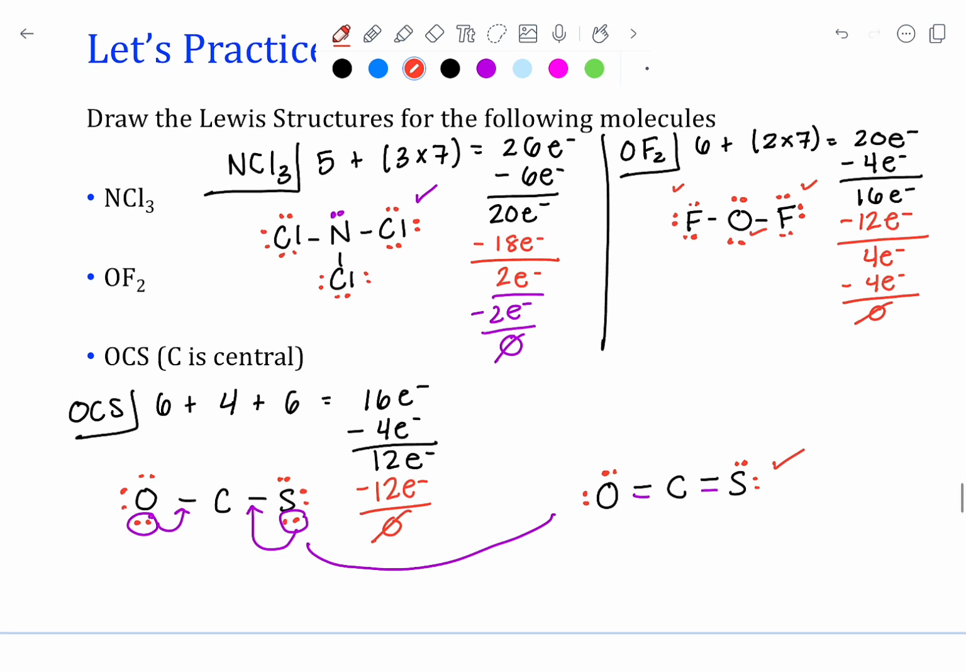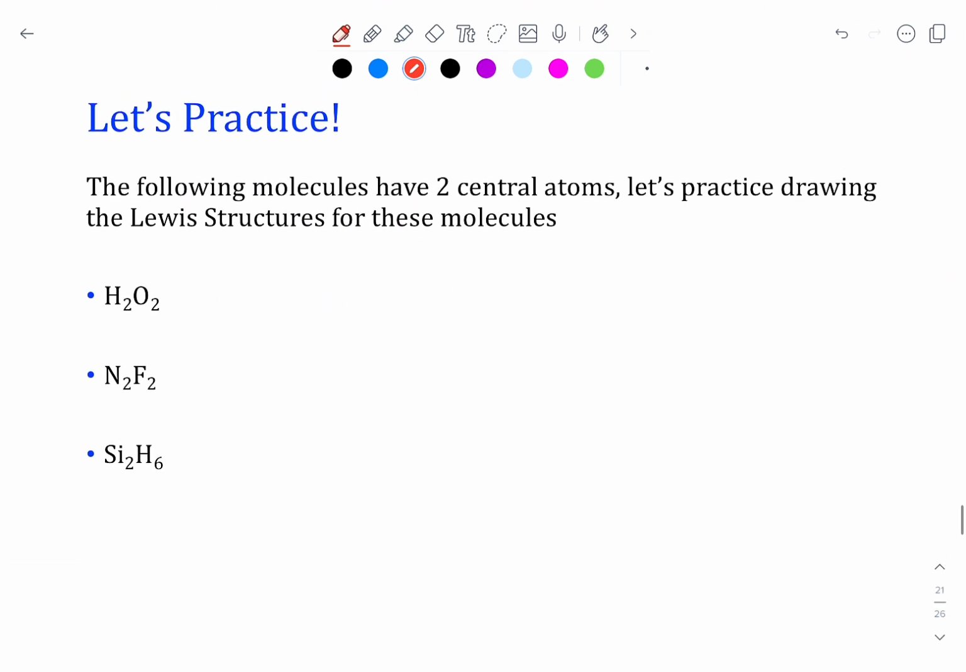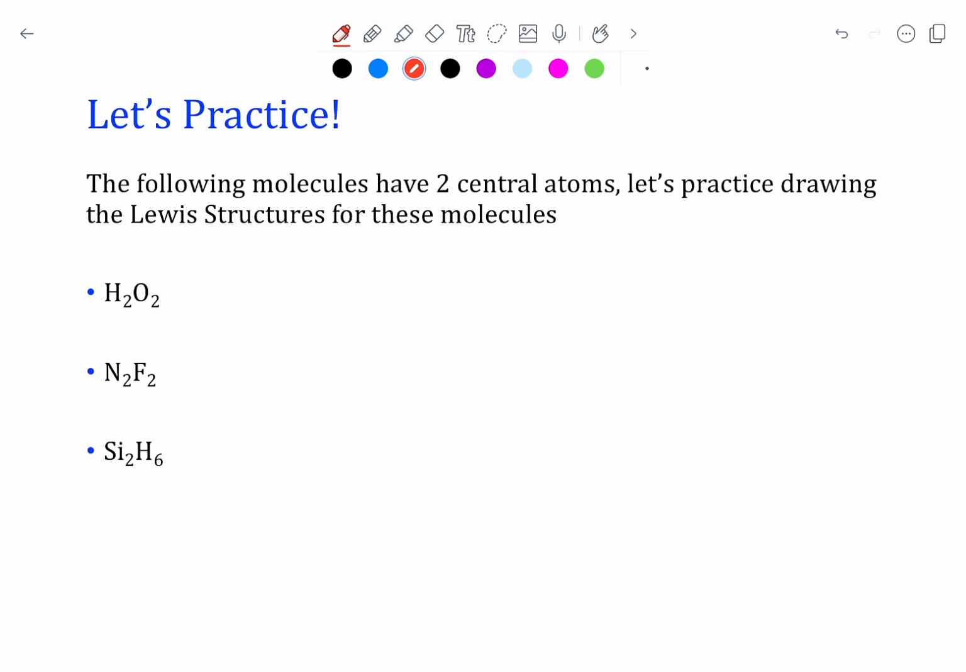Okay, let's move on to something a little bit more tricky. What if we had 2 central atoms? Our rules don't really change much if I have multiple central atoms. We still count up our valence electrons and do our steps the same way. It's just now we have 2 central atoms to count and double check that we have octets for.